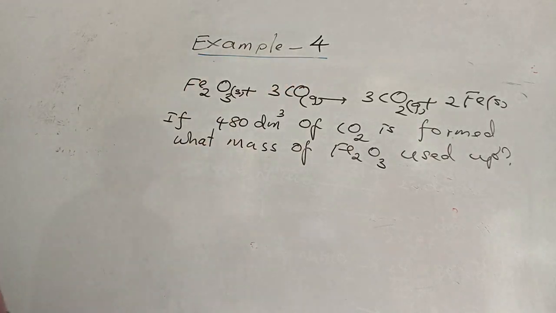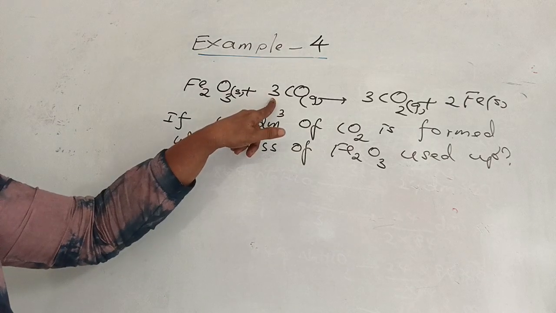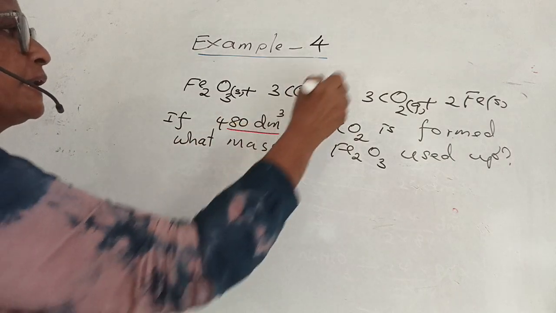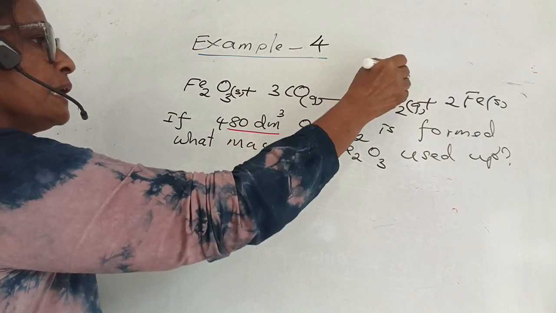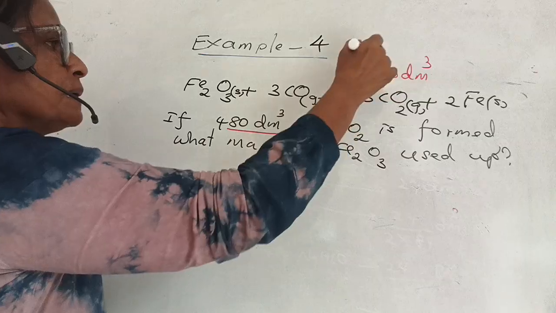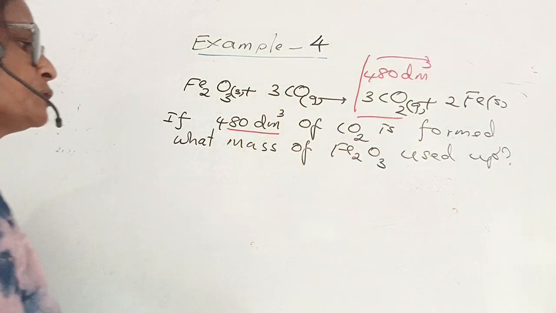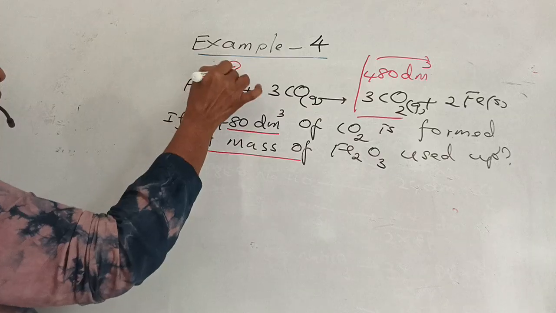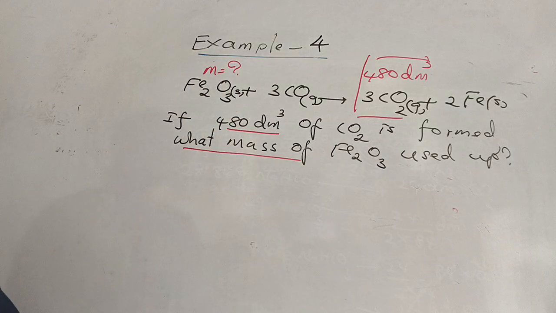Example number 4 I have chosen here. Iron trioxide is allowed to react with carbon monoxide. It produces in this one 480 decimeter cube of carbon dioxide. Your question is what mass? So you are supposed to find the mass of iron oxide used up.